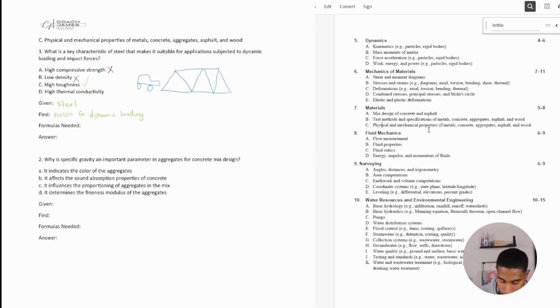And then high thermal conductivity, it's not a lot of heat. I don't think steel, I mean, if you put steel under really high heat, I don't know if it does that well. Probably melts. So I don't know if that's what it's known for. And I don't think that is going to help with dynamic loading and impact. So answer is C.